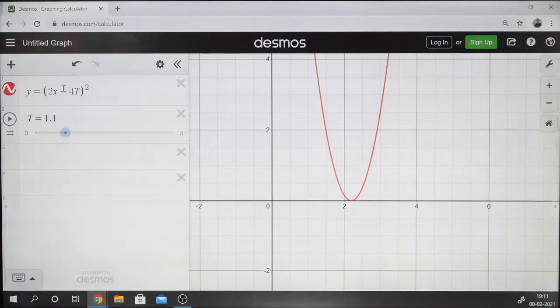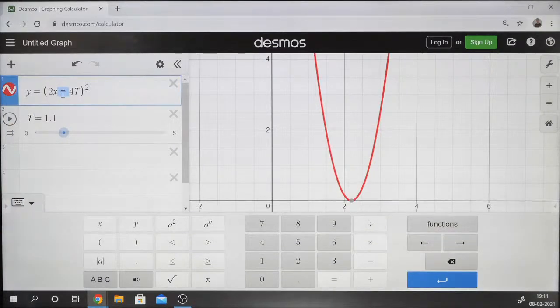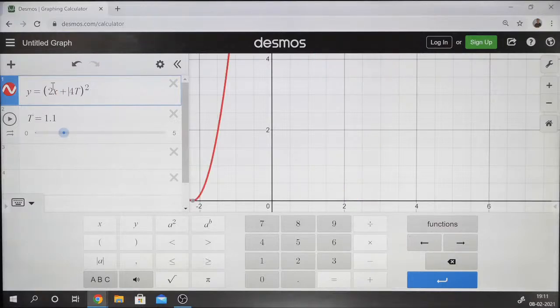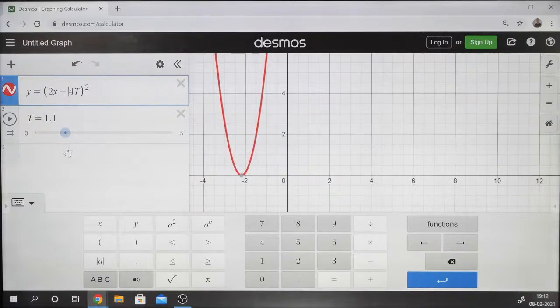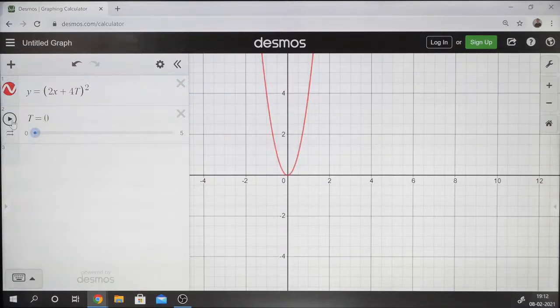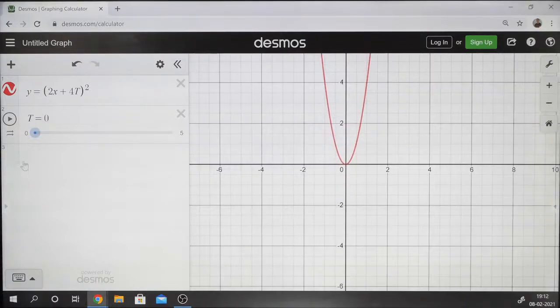Now instead of that minus, let me put plus and see what happens. Let me zoom out again. Starting from t is equal to 0, you should guess it, guys, what will happen. I think it will go towards the left side. Yes, it has gone towards the left side. Very interesting.